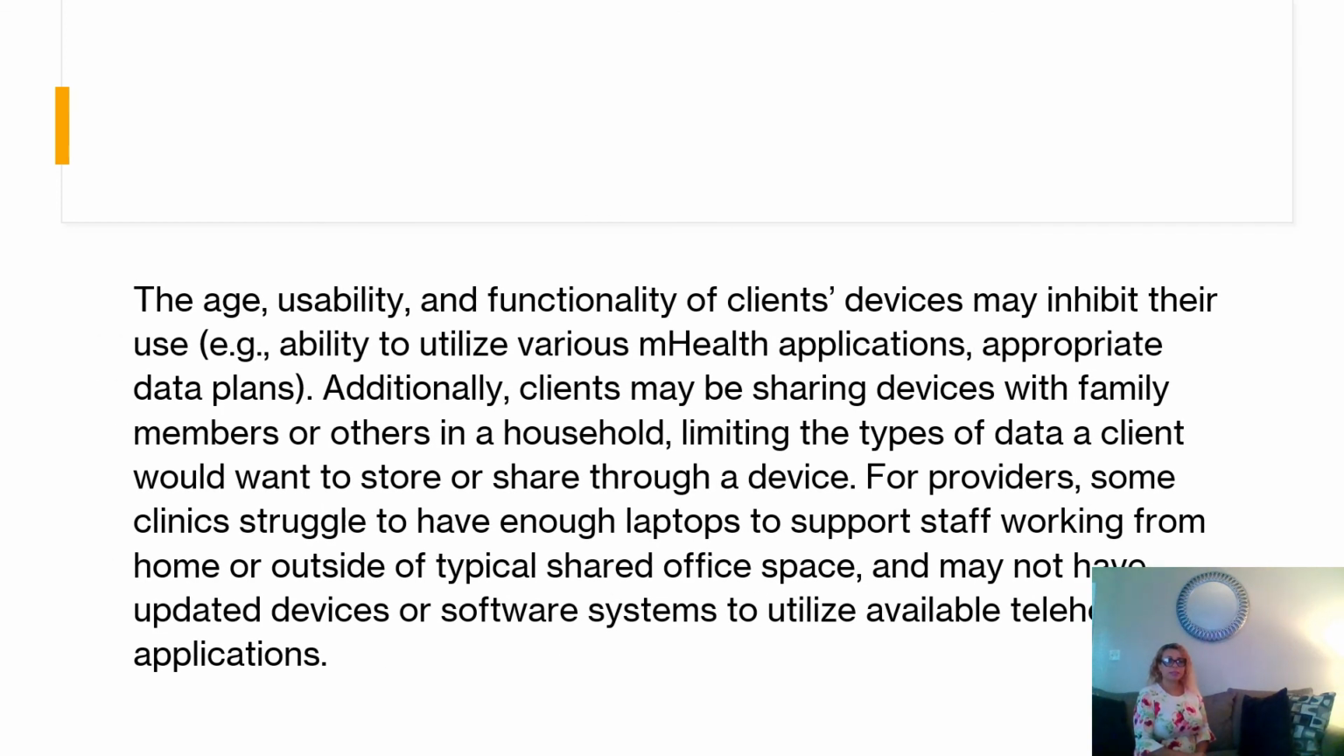The age, usability, and functionality of clients' devices may inhibit their use. For example, ability to utilize various health applications, appropriate data plans. Additionally, clients may be sharing devices with family members or others in the household, limiting the types of data a client would want to store or share through a device. For providers, some clinics struggle to have enough laptops to support staff working from home or outside of typical shared office space, and may not have updated devices or software systems to utilize available telehealth applications.